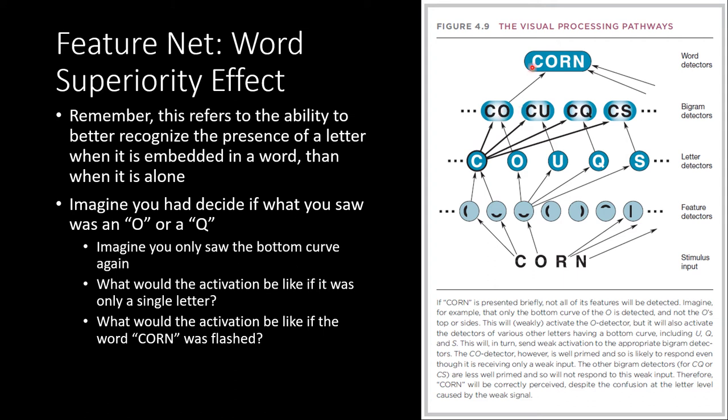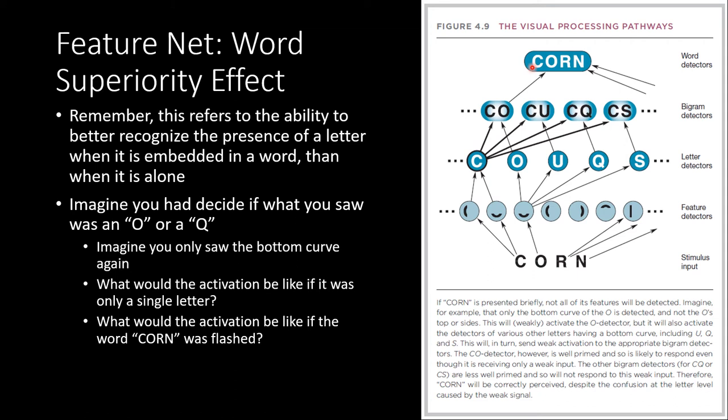And so we see the word corn. And so when I'm now asked whether I recognize there being an O or a Q, because I know that the word is corn and corn has an O, I'm now likely to be able to quote unquote recognize that I had seen an O.